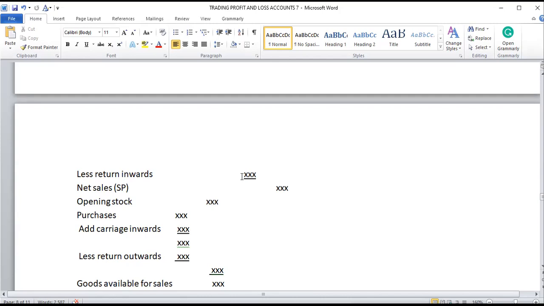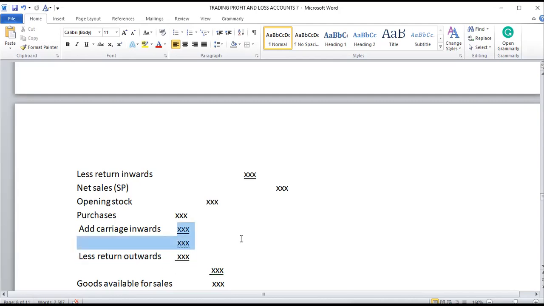Any goods that the customer returns, we call it return inwards, and you deduct it from your sales in order to arrive at your net sales. Then you take your opening stock. You have your purchases. You add carriage inwards. What's carriage inwards? A company may purchase an item, and when they purchase an item, they will pay for transportation. So if you want to know the actual cost of the goods, you take the purchases, then you add the transportation to it. The transportation is what we call carriage inwards.